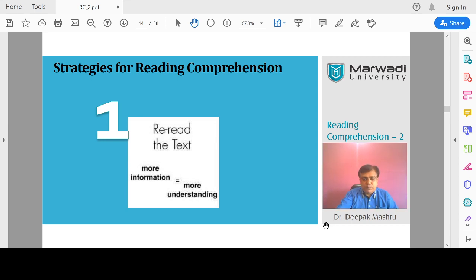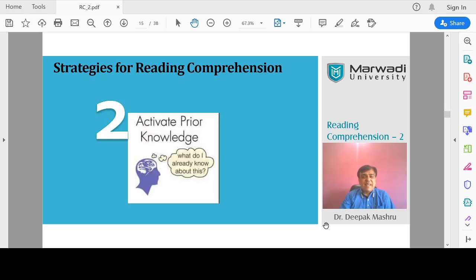Okay. Now, the second strategy is to activate your prior knowledge. That means whatever you already know about this, right? For example, if you come across a topic which is related to engineering drawing, fine. So it is about drawing and it's about engineering drawing. Now, whatever you know till date about engineering drawing, you can deploy this. You can use that. You can activate that, right?